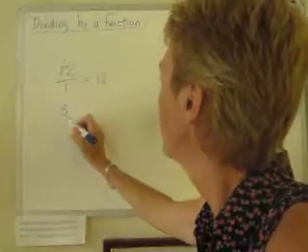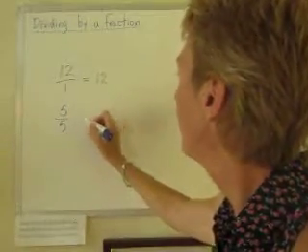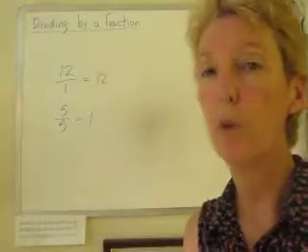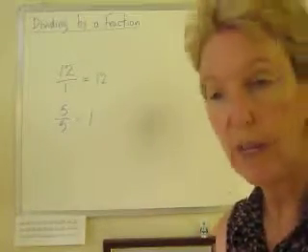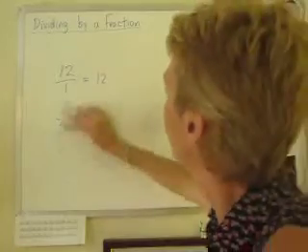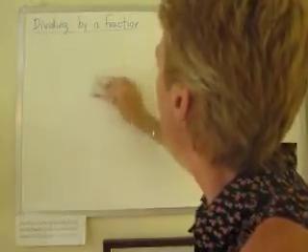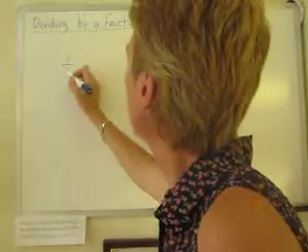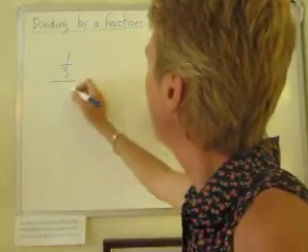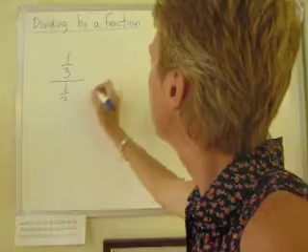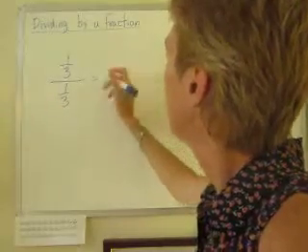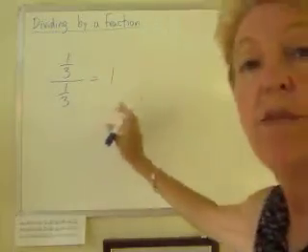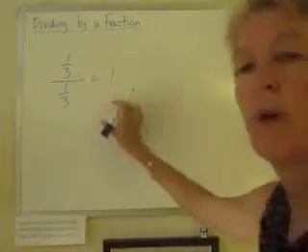The other thing that you already know is that any number divided by itself is equal to 1, including a fraction. So if we have 1/3 divided by 1/3, any number divided by itself equals 1. So how do we get this?